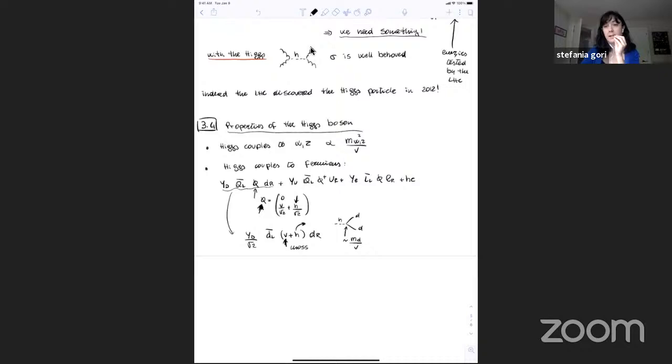So it's the Higgs field, so this phi here, that is giving mass to the massive gauge bosons. And as a consequence of the Higgs mechanism, you get a new degree of freedom, that is the Higgs particle, that is coupled to the massive gauge bosons. But this is the Higgs field, so this phi here that I'm writing down, that gives mass to the massive gauge bosons of the Standard Model.